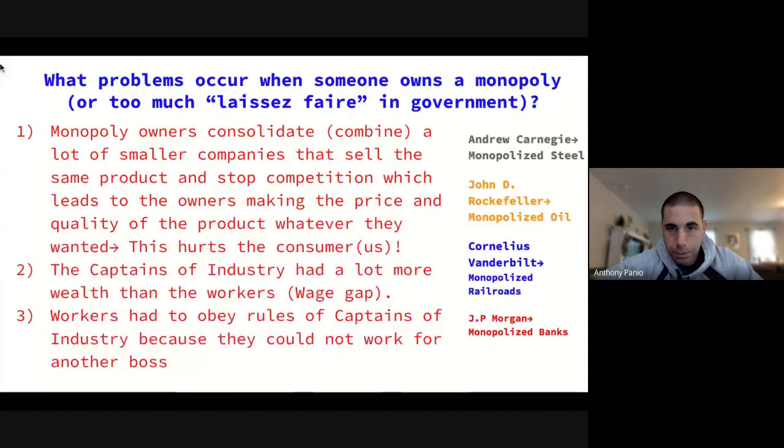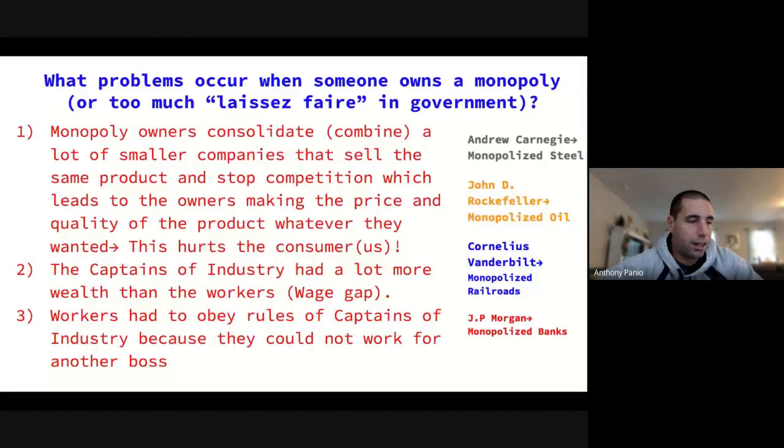So number one, monopoly owners consolidate or combine a lot of smaller companies that sell the same product. So let's take oil. Let's say you wanted to make oil and sell oil, at a time when John D. Rockefeller had a monopoly on oil. If you tried to do that, this guy had so much money that he could buy you out. And buying you out basically means you're going to sell him your product. He's going to force you to sell him your product. If you don't, you're not going to make much money off it because his company's so big. So he'll buy you out and then basically take over your product so he becomes even stronger.